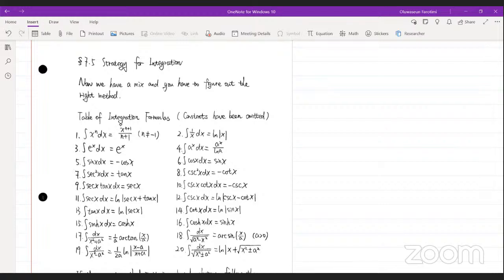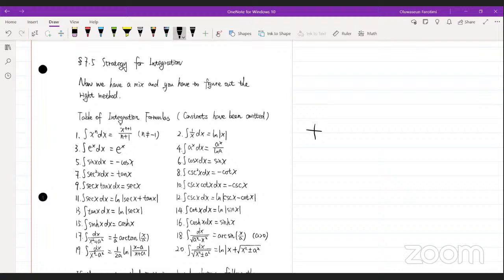Actually, the constants have been omitted in the table. There should be a plus c. There's going to be a plus c throughout, but for the sake of brevity, the constants are omitted. So take note, guys, there should be a plus c.